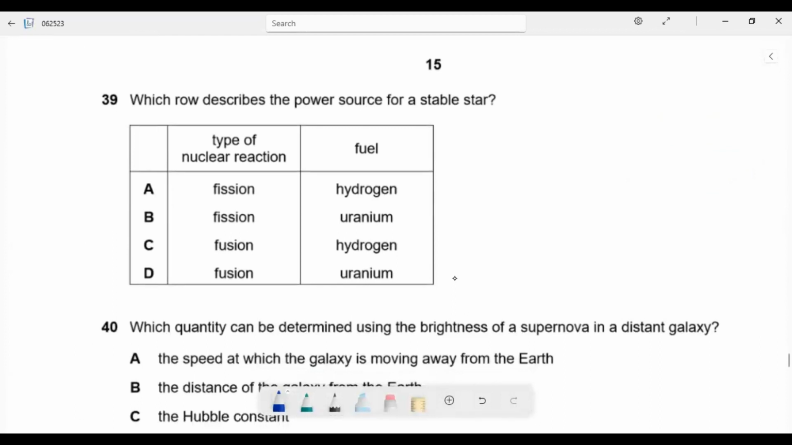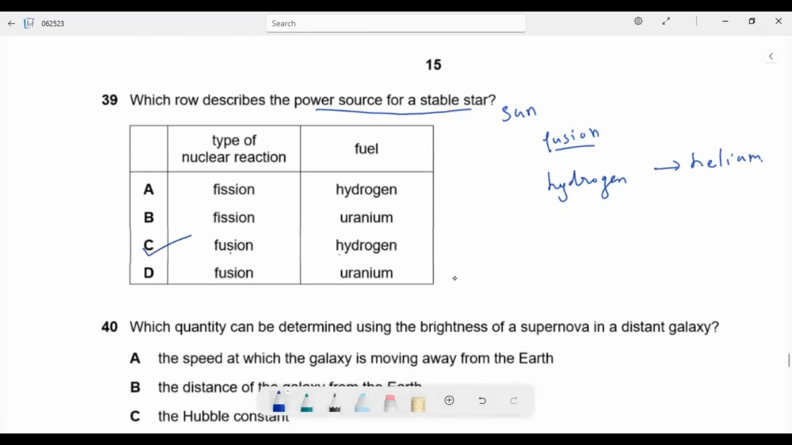Which row describes the power source for a stable star? A stable star, the Sun is our stable star. In that, fusion is happening and hydrogen nuclei combine to form helium at high temperature. So here the right answer is fusion and the fuel is hydrogen.